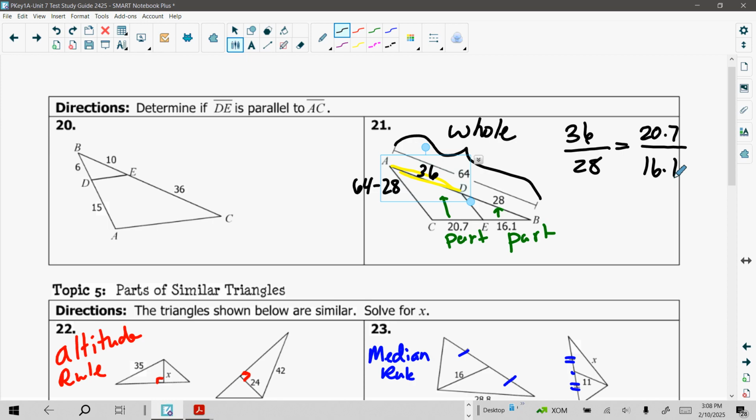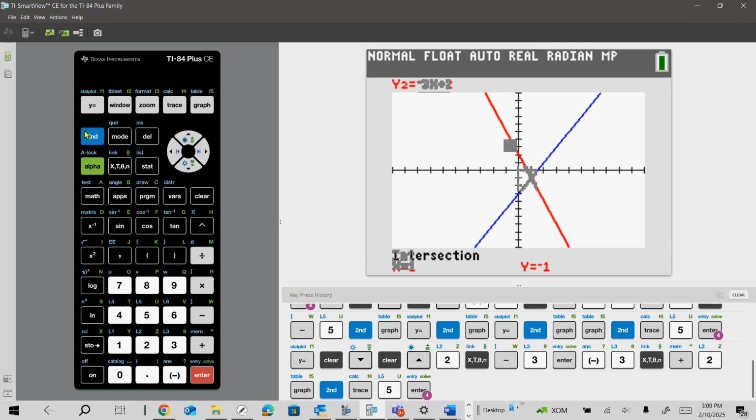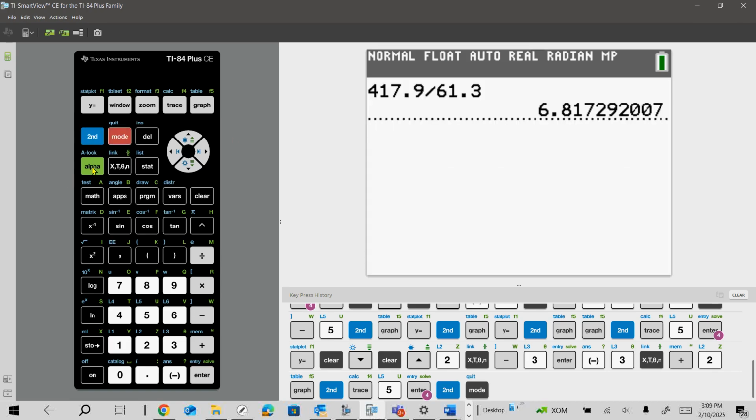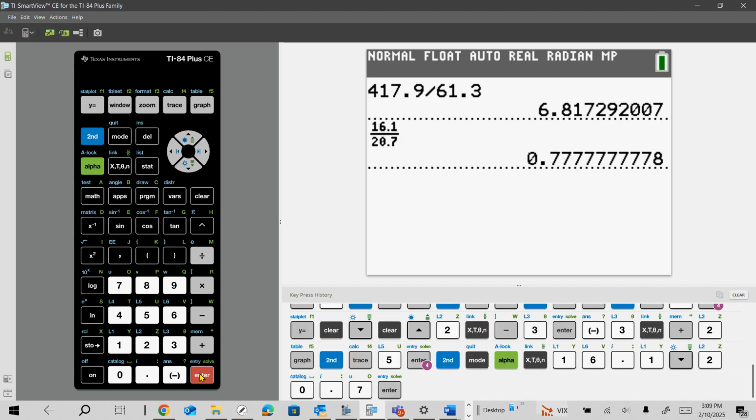So there's two ways we can check for same ratio: you can literally just reduce each one, or you can cross multiply. And that, we talked about that on the calculator. So if I want to reduce, I can go here, I have the 16.1 over our 20.7. See, that fraction is going to give me the decimal answer. I'm just going to check to see if they're the equivalent.